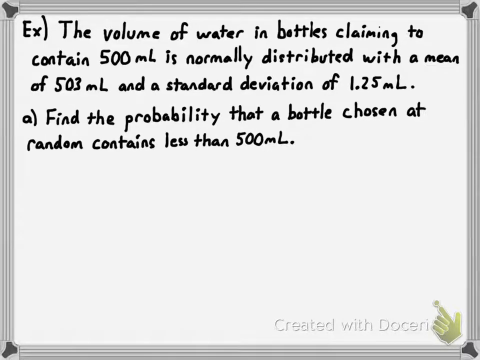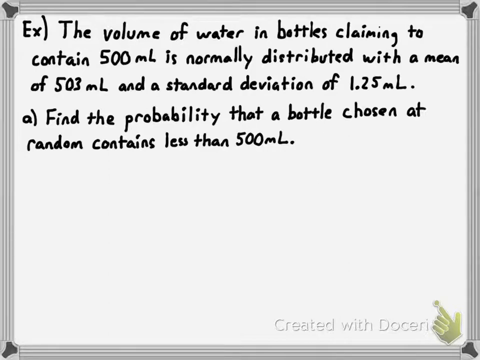Here we're saying that the volume of water in bottles claiming to contain 500 milliliters is normally distributed with a mean of 503 milliliters and a standard deviation of 1.25 milliliters. Now, this is not true for every 500 milliliter bottle, but for the sake of this problem, let's pretend that a company claims its water bottles contain 500 milliliters, but that's just what it states on the bottle. It can't fill the same bottle to exactly 500 milliliters every time, and so what's actually happening here, according to this problem, is that the mean volume of every bottle is 503 milliliters. They're trying to err on the side of giving you too much rather than too little. And the standard deviation is 1.25 milliliters.